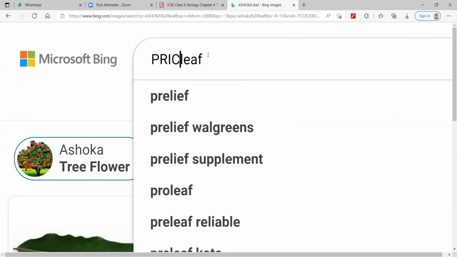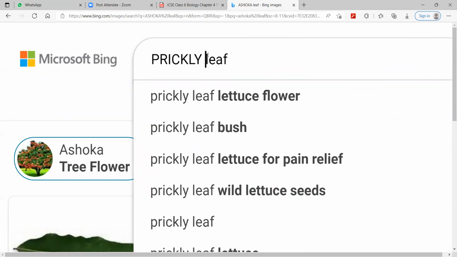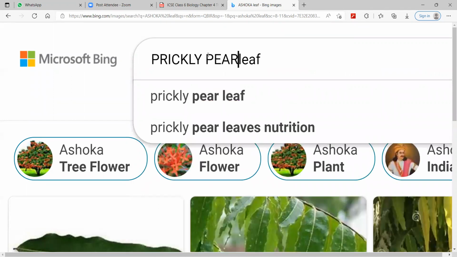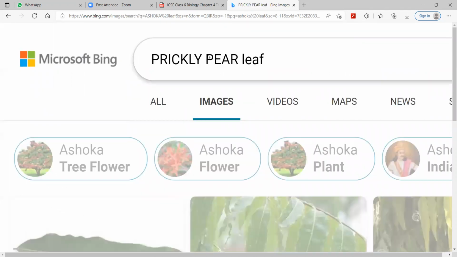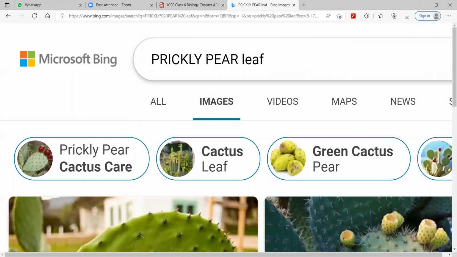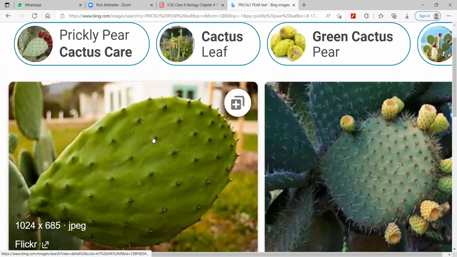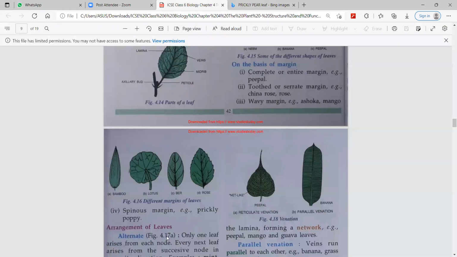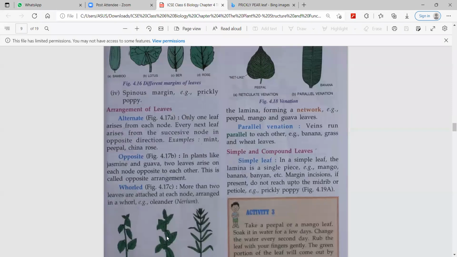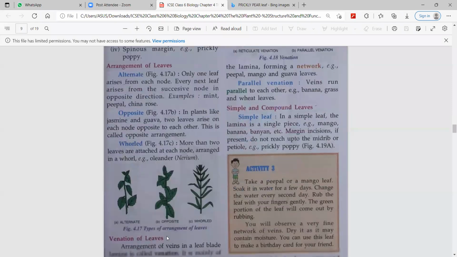For example, prickly pear. Let me show you a picture of prickly pear. Please, like this. This one is the prickly pear leaves, right? Okay, now what about the arrangement of leaves?